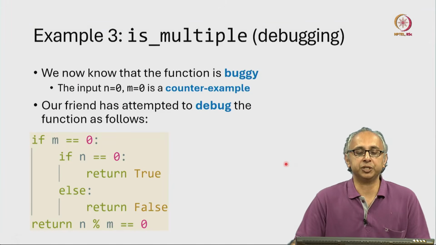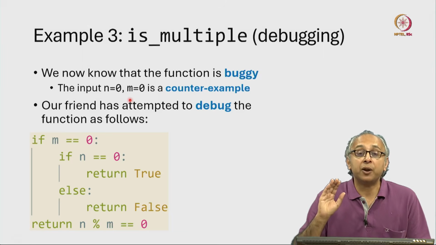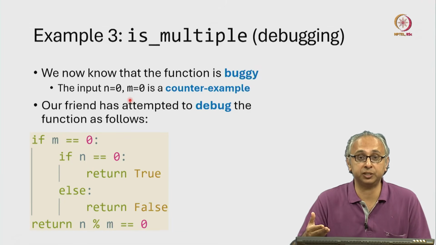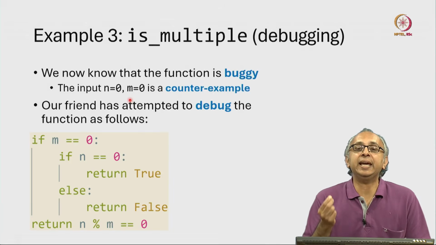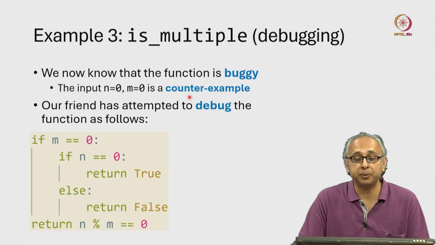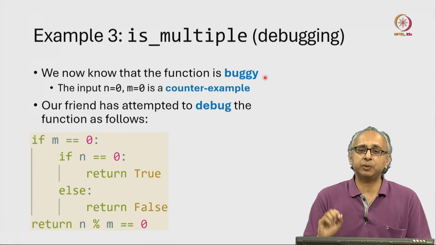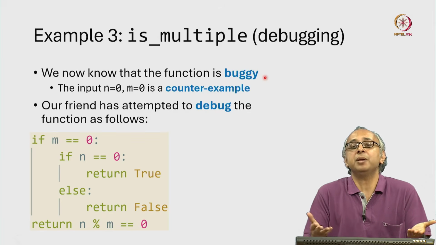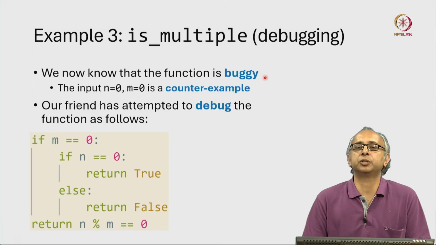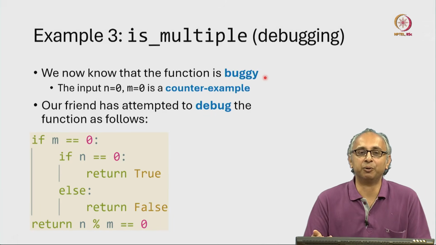We know that our code is buggy because we have this input n equal to 0, m equal to 0, and on this input our function does not behave as we want it to. We call such an input a counterexample, and it's the presence of a counterexample that convinces us that our code is buggy. Unless we have a counterexample, maybe our code is correct. So a counterexample is proof that the code is buggy. And then of course we should try and debug our code.